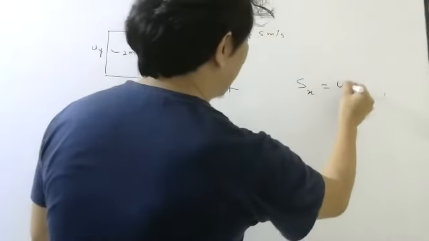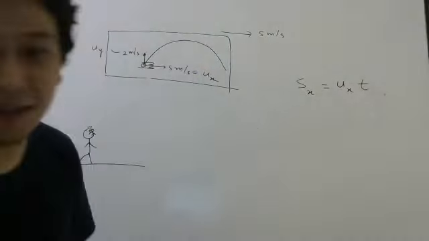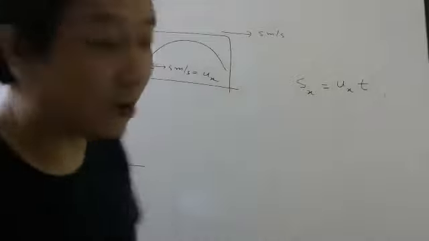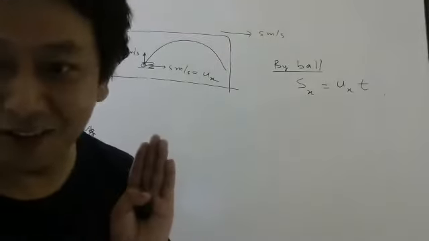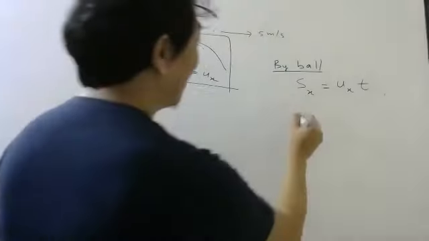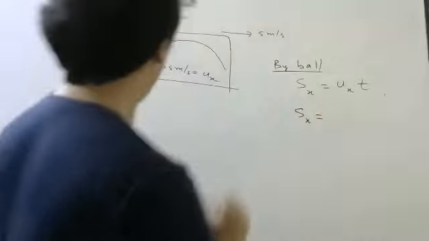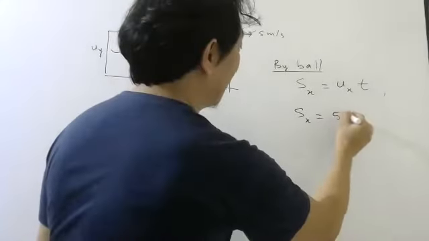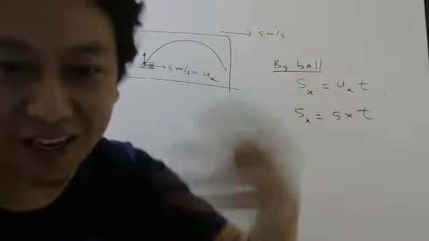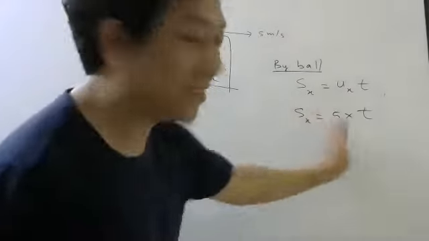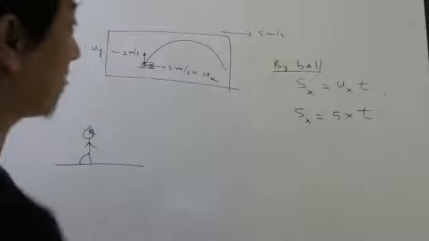Sx equals uxt. Agree? This is the horizontal distance covered by the ball. Agree or not? Sx equals uxt. So Sx equals ux times t, where ux is 5. Time taken, I don't know. Let's say t. After 10 seconds, after 2 seconds, I don't care. Whatever time. This is the distance covered by the ball.